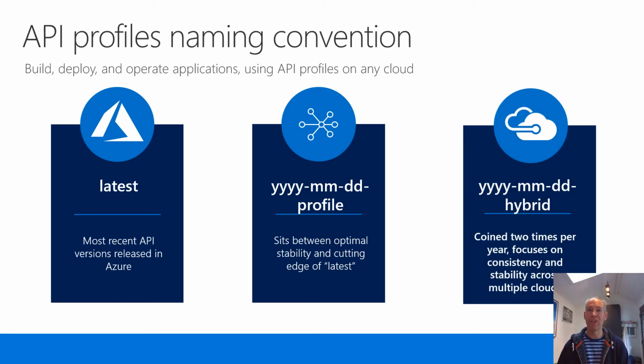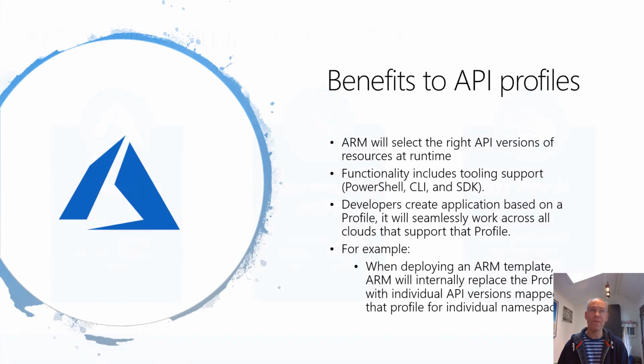And the more static version is called year, month, day hybrid. That will come out twice a year, and it focuses on consistency and stability between multiple clouds. That's the Azure Public Cloud, the sovereign clouds, and Azure Stack. So you can see the benefits. Instead of having to drill down into each API version for each resource that you're calling, you can say, hey, I just want to use this profile for my whole deployment. And it works across all.